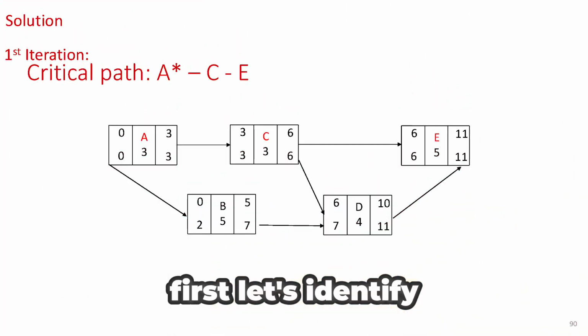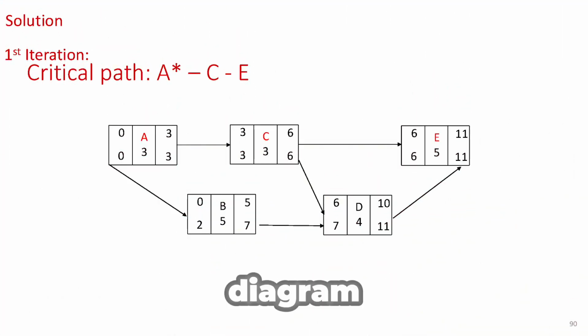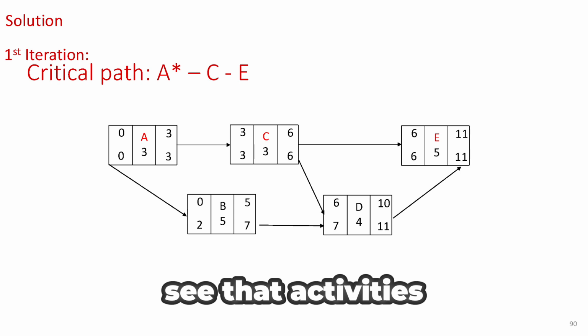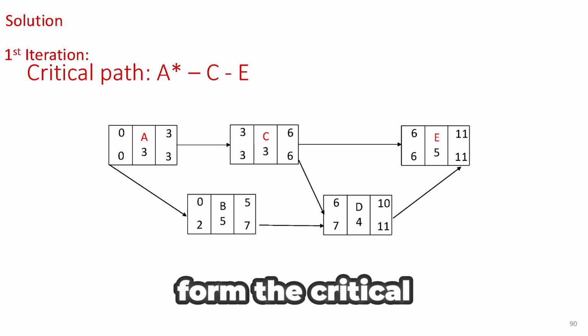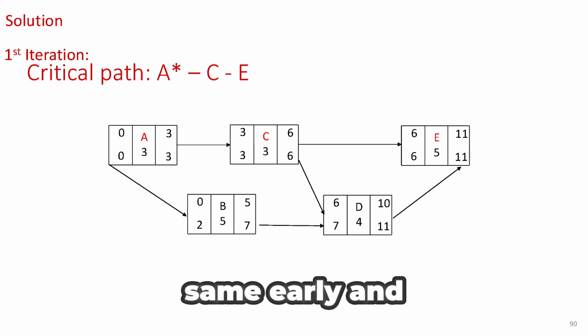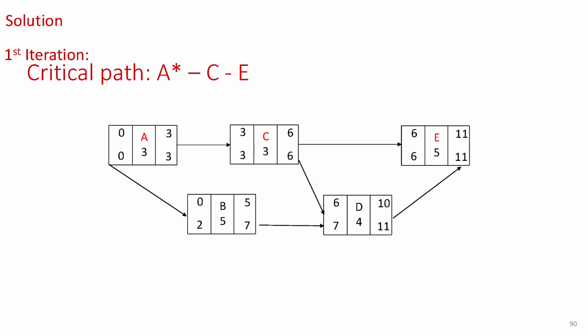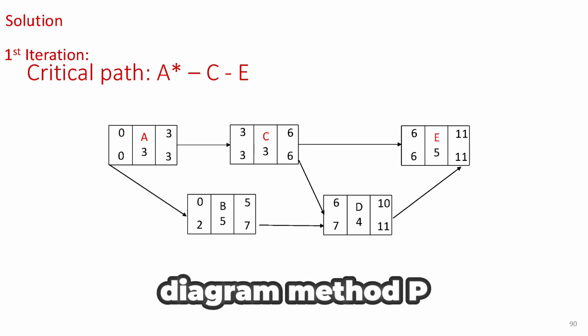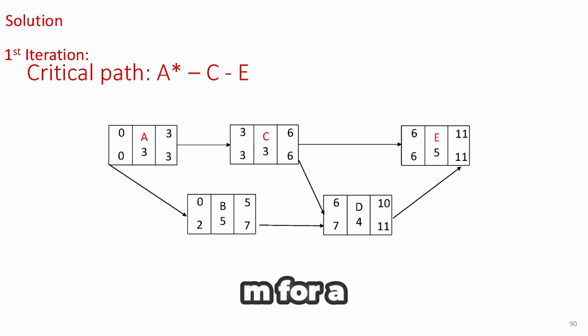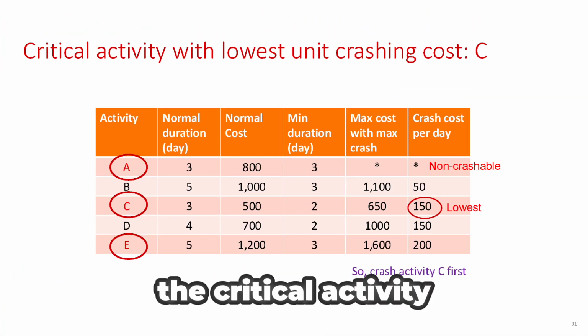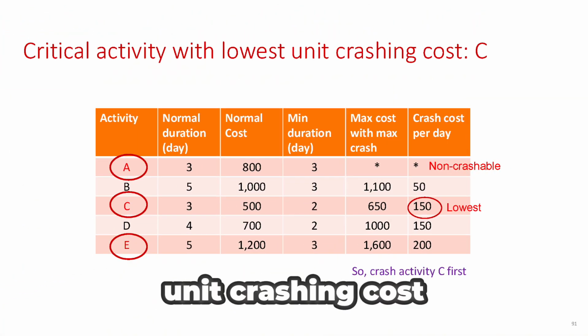First, let's identify the critical path. From the network diagram, you can quickly see that activities A, C, and E form the critical path. This is because they have the same early and late start and finish times. You can refer to the videos on the precedence diagram method, PDM, for a refresher on how to identify critical activities. The next step is to find the critical activity with the lowest unit crashing cost.